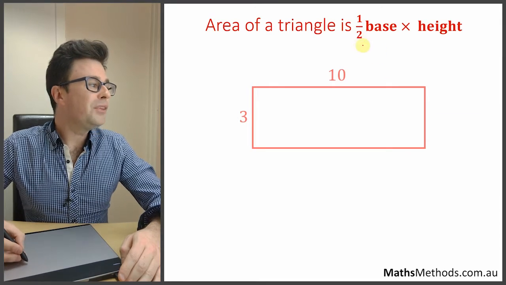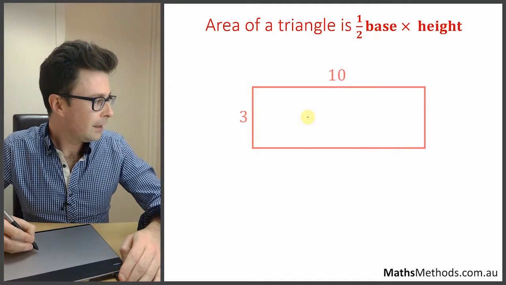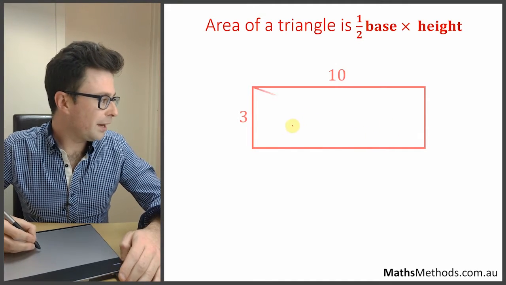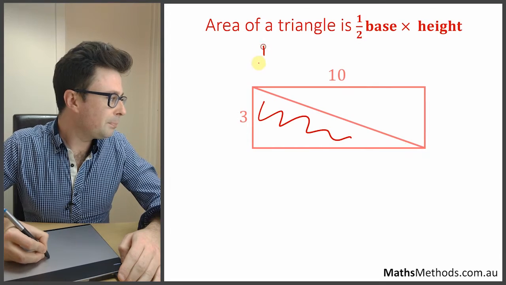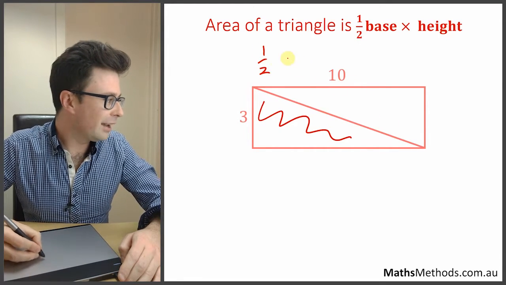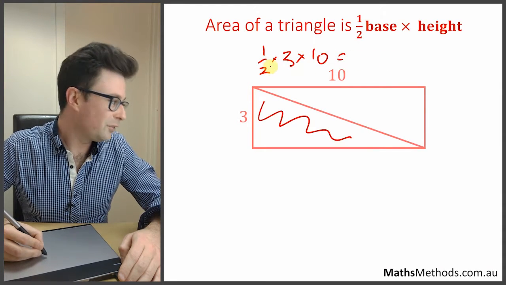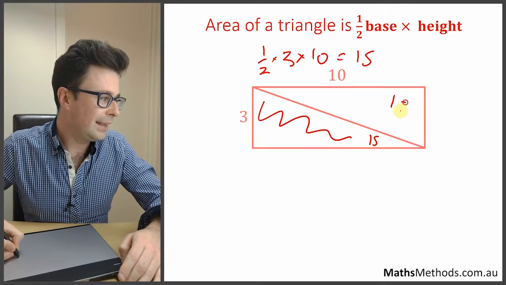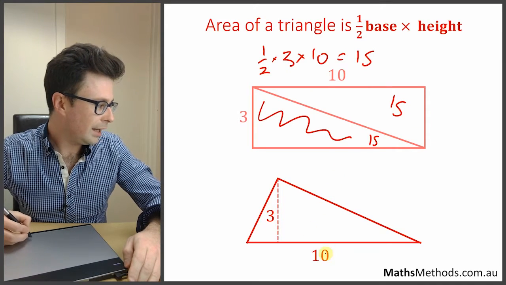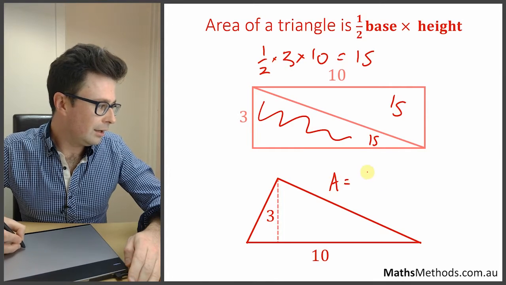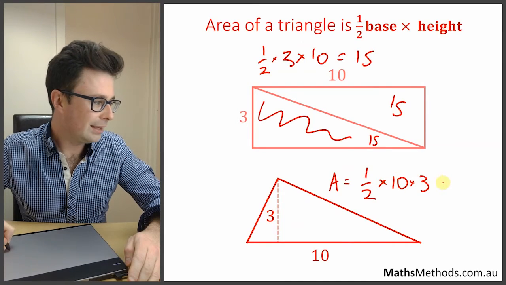Now the area of a triangle is half base times height. And the reason for this is we can see this rectangle here, the area would be 30, but a triangle is basically just a rectangle split into 2. So if we wanted to find the area of this triangle here, it would just be half of the area of the rectangle, which is half times 3 times 10. 3 times 10 is 30, divided by 2 gives us 15. So this would be 15 and this would be 15. And it works for any triangle as well. So here we've got a height which is 3 and a base which is 10. So the area is half times base, which is 10 times 3. 10 times 3 is 30. Half of that is 15.